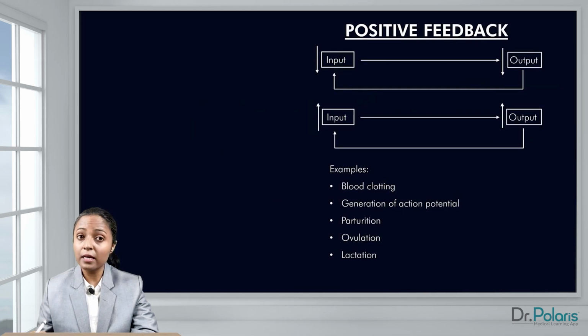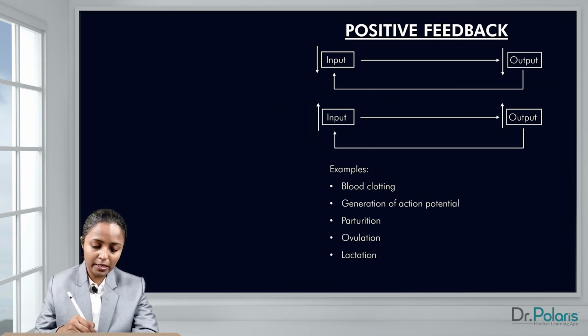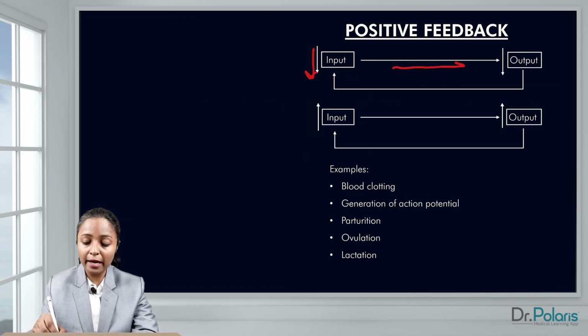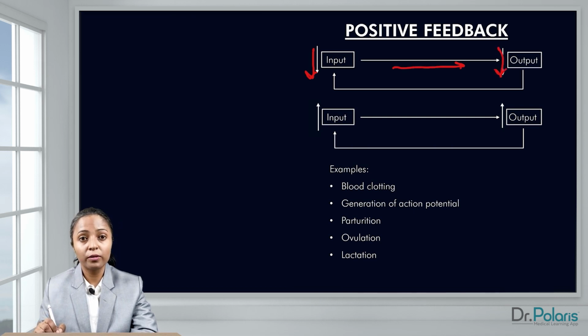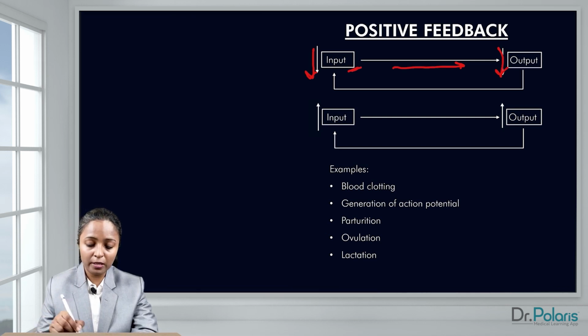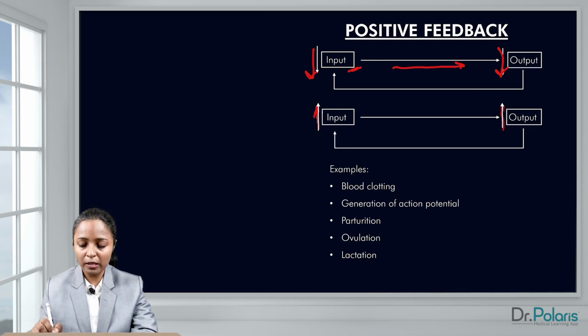Now let's come to the next type of feedback, that is positive feedback. Positive feedback acts a little differently from negative feedback. What it does is it changes the value of the output in the same direction as that of the input. That means if input is decreasing, the feedback system acts to further decrease the output, right? So this value is going to decrease further. And if the input is increasing, then again the output is going to increase. Some examples of positive feedback systems are blood clotting, generation of action potential, parturition, ovulation and lactation.